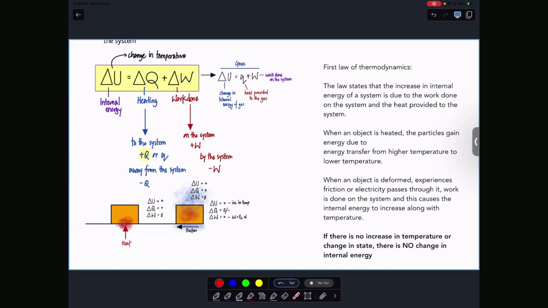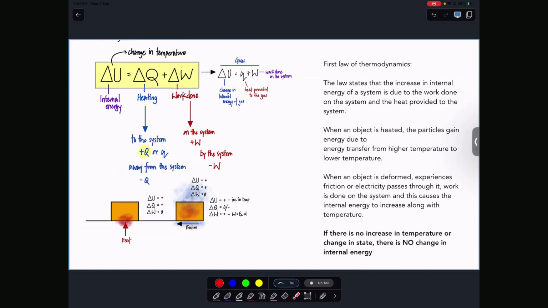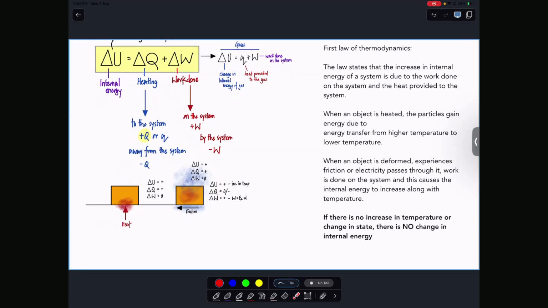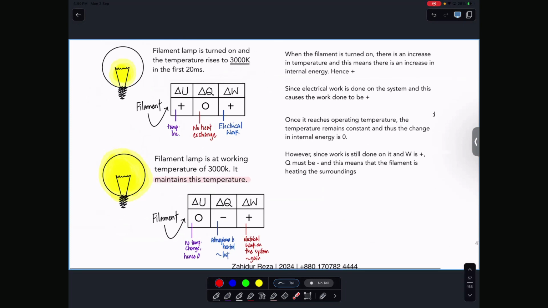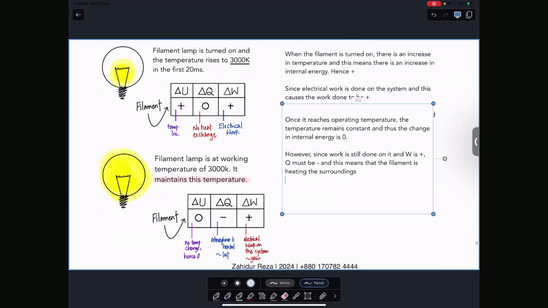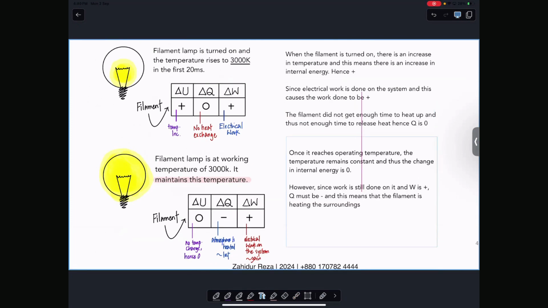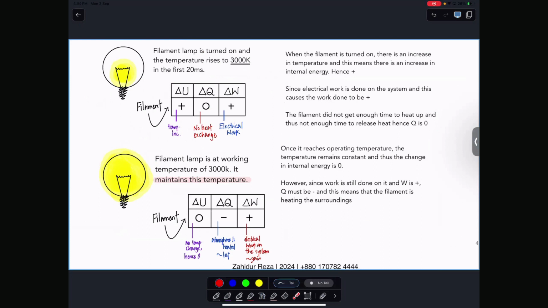Any questions from here? Right, so I'll give you a few more examples. All right, I think you understood this. I've added the note here. So what's going on here is, why are these like this? Like why is it plus, 0 and plus?